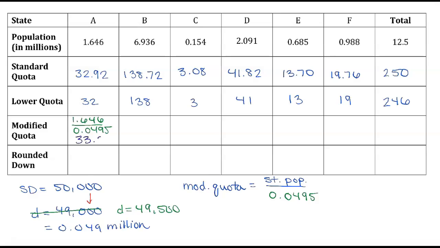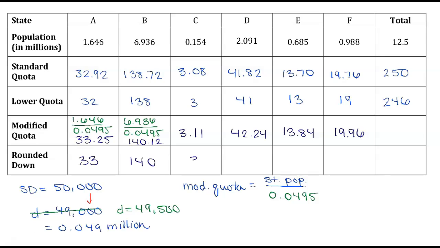This gives us a modified quota of 33.25. For state B, we have 6.936 divided by our modified divisor, 0.0495. This gives us a modified quota of 140.12. And continuing this way, we can find the modified quota for each state. Now let's round each of them down and see if it adds up to 250 this time. Adding these new values up, we do get exactly 250. So we have now apportioned the 250 seats of Congress to these 6 states.